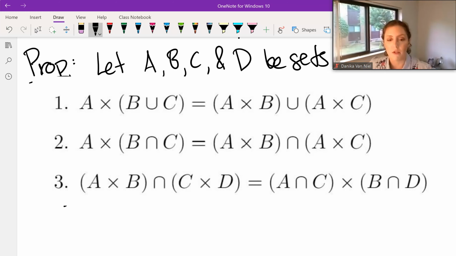Whew, I always have to make sure I do that right. Lots of letters. Okay, so here are some cool propositions. These are really helpful to know.